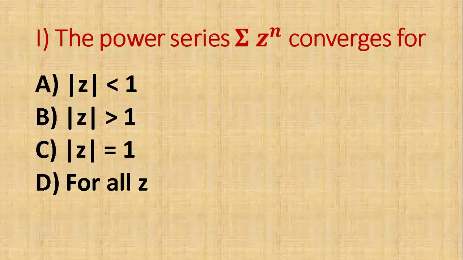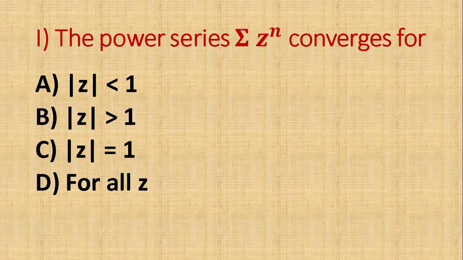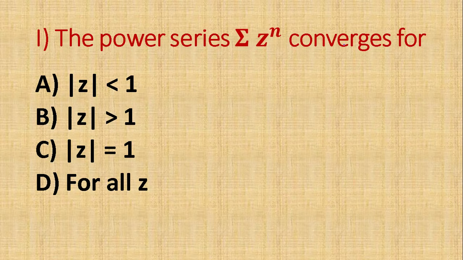Next, the power series z raised to n converges for, the options are: modulus of z less than 1, modulus of z greater than 1, modulus of z equal to 1, for all z. Comment your answer. What is the answer for this question?